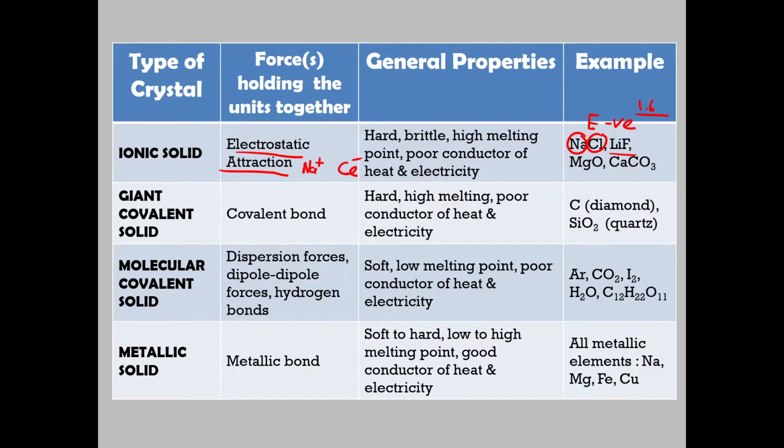Properties, kadang dia orang tanya, kadang dia orang tak tanya. But just know je lah that untuk ionic solid, it is very hard, brittle, high melting point, and poor conductor of heat and electricity. Just imagine garam. Garam kau kecil-kecil tu kan. Kalau korang tumbuk-tumbuk garam tu, dia akan hancur jadi serbuk. It is hard tapi dia senang pecah.